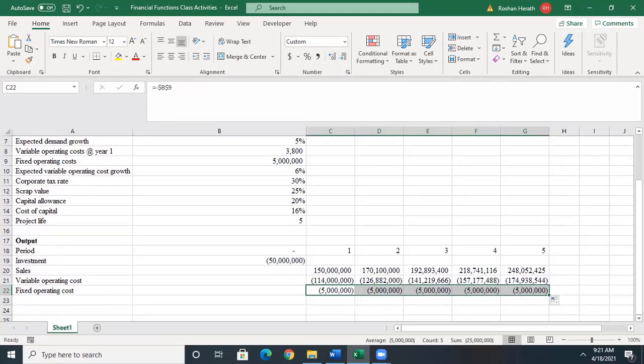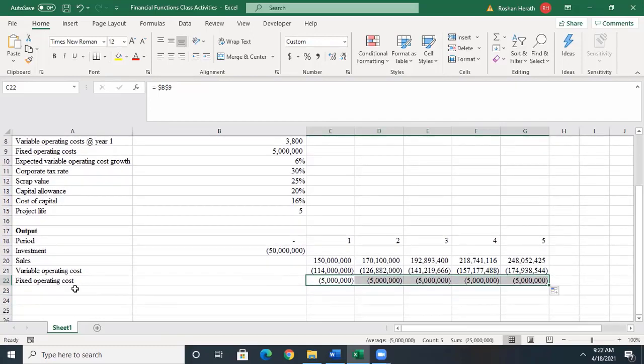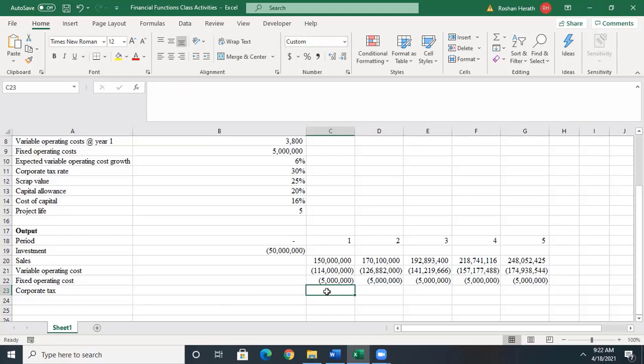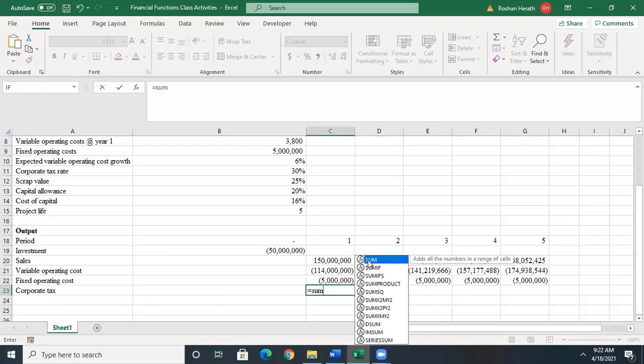Now we can consider the tax. So in the project, the tax is applicable. So you can take the corporate tax. It's a kind of outflow, and you are going to pay the tax in the year in which it accrues. So hence, for the same year, you can take. The easiest way, when you come to this corporate tax, you can consider the sales, variable operating cost and fixed operating cost, and then apply the tax rate.